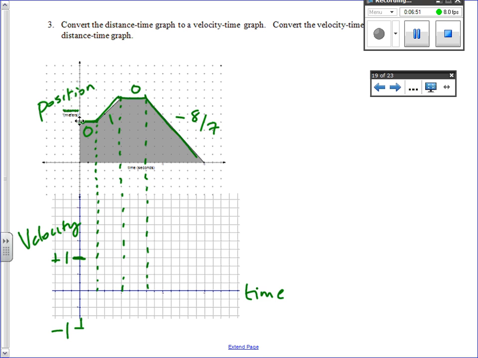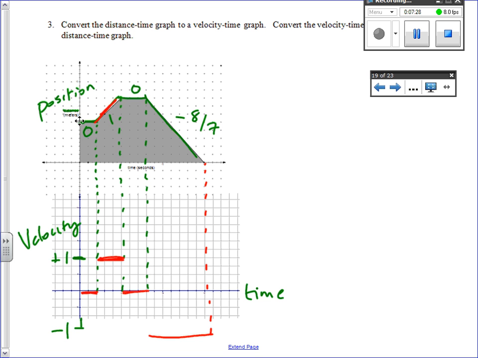So from 0 to 2 seconds, we have a slope and a velocity of 0. From 2 to 5 seconds, that's this interval, we have a slope of 1. From 5 to 8 seconds, again, we have a slope of 0. And then for the rest, we have a slope of -8/7, which is a little bit beyond -1, and our graph would stop right there.